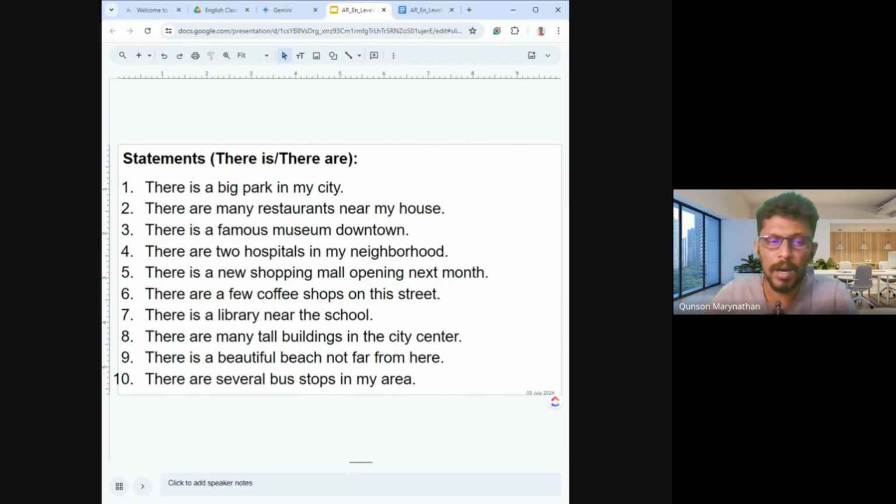There are several bus stops in my area. I hope you understand the meaning. So I'm not going to ask you to give me the meaning, but I'm going to read it again. Please follow me. Okay, please repeat after me. Ready? Number one. There is a big park in my city.